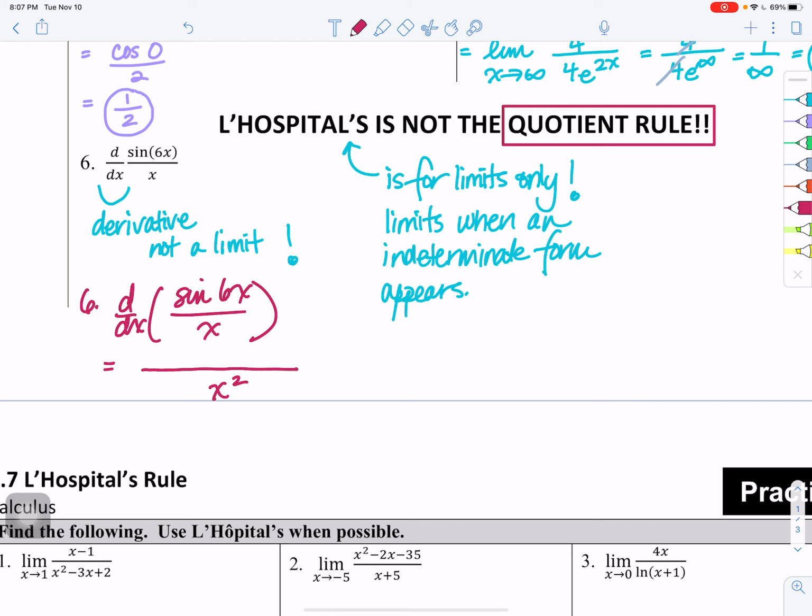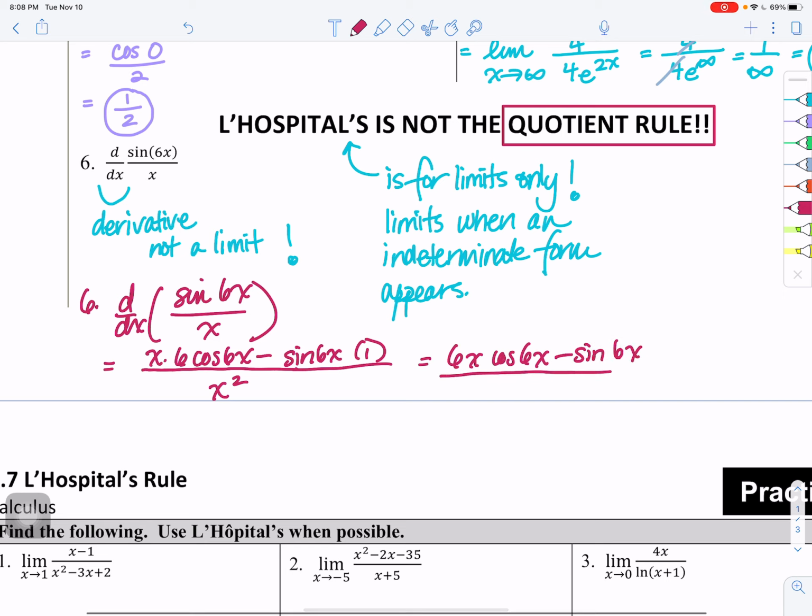So that is the quotient rule. Take the denominator, square it. I do mine a little different and I write it. The derivative of the numerator is 6 cosine 6x minus the numerator times the derivative of the denominator. So as you can see, we've got 6x cosine 6x minus the sine of 6x all over x squared. So this is definitely not L'Hopital's rule. Now, lots of practice. I think you'll enjoy this. This concludes not only L'Hopital's rule, but this whole topic 4.7.